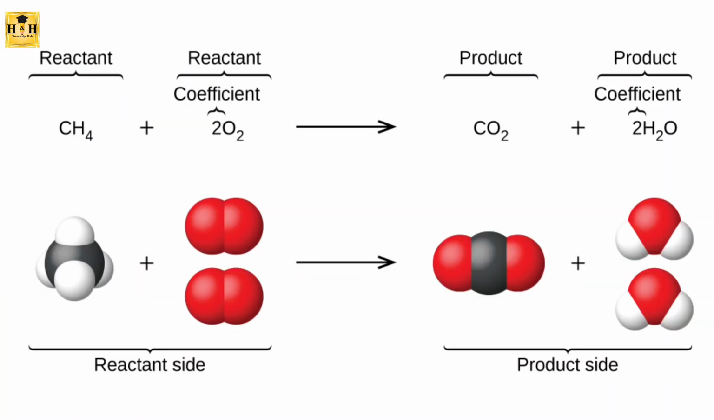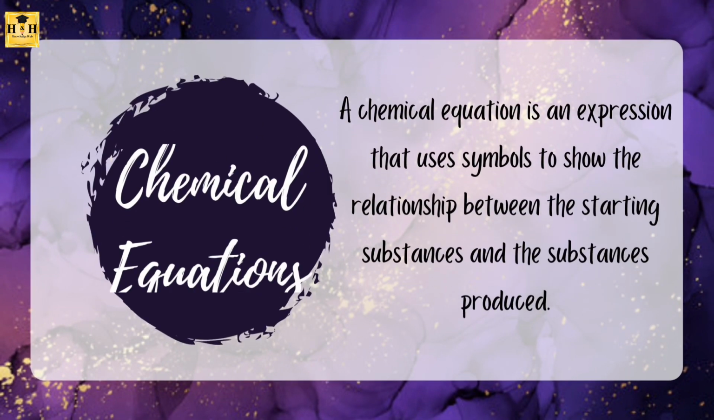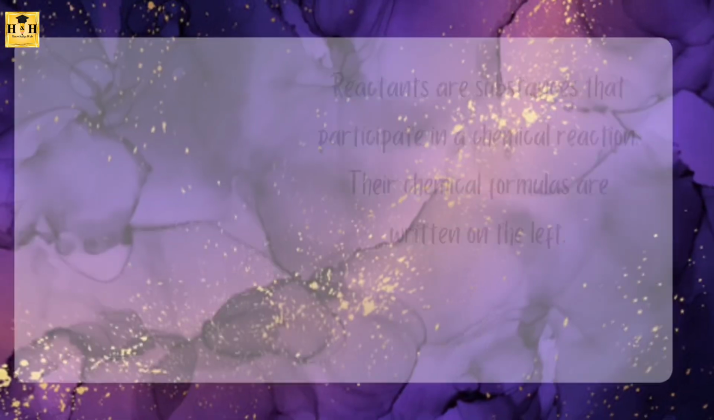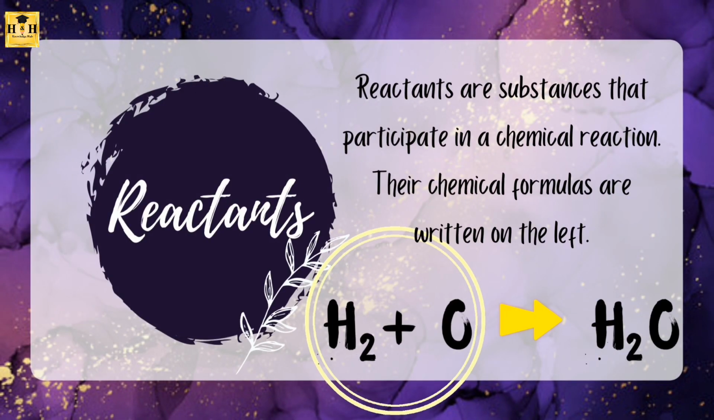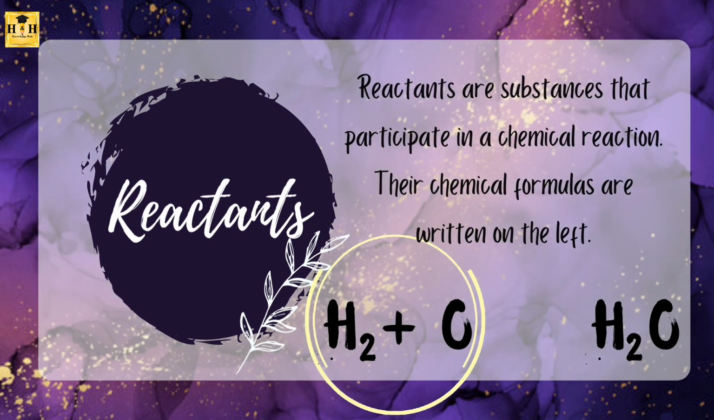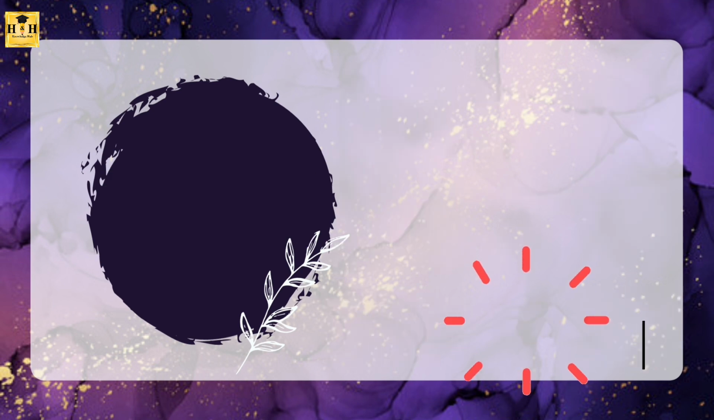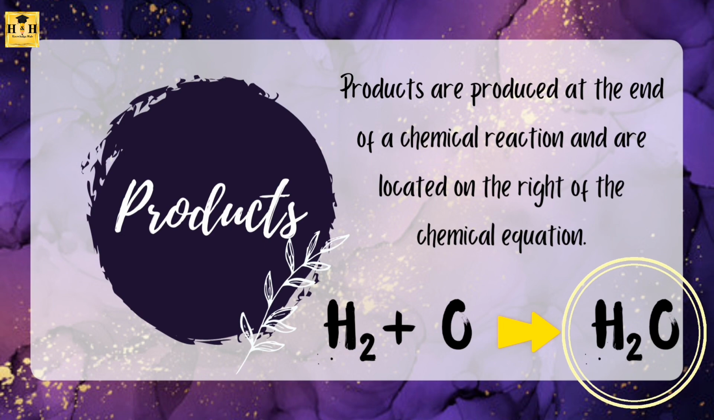Chemical equations also help us model chemical reactions. A chemical equation is an expression that uses symbols to show the relationship between the starting substances and the substances that are produced by a chemical reaction. The starting substances, known as the reactants, are the substances that will be involved in a chemical reaction. An arrow, known as the yield sign, points from the reactants to the products. Products are substances formed in a reaction.